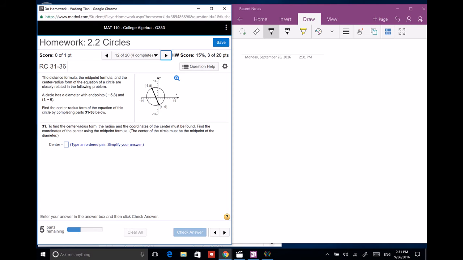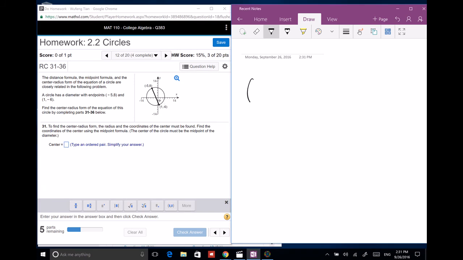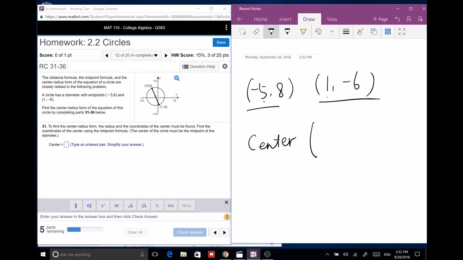Now the center is half of these two, so the middle point between (-5, -5) and (8, 1), (-6). This is the diameter, and the middle point of these two is going to be the center. The middle point between -5 and 1: -5 plus 1 is -4, divided by 2 is -2. The middle point between 8 and -6: 8 plus -6 is 2, divided by 2 is 1. So that's the center.